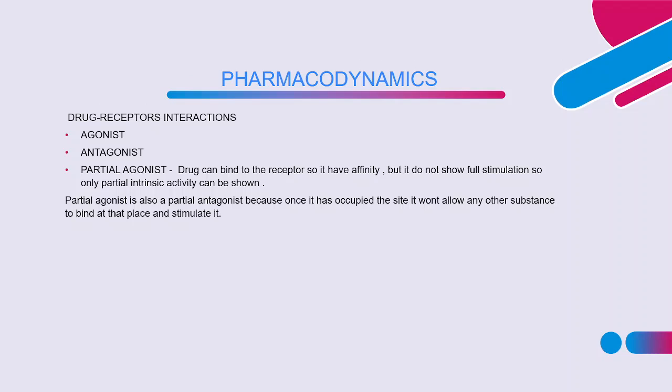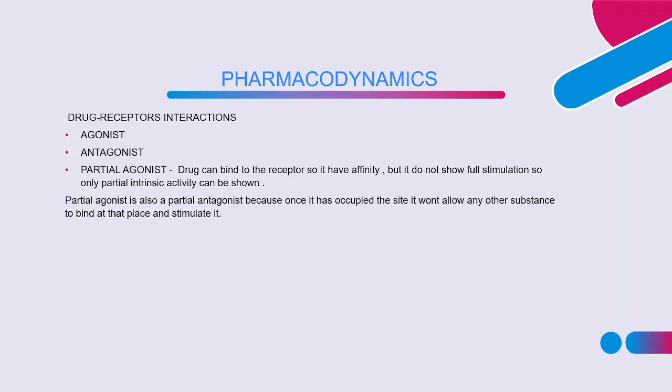So there is another point which is called partial agonist. Partial agonist and partial antagonist are the same thing. Why? Because the drug goes and binds to the receptor. That means, again, it has affinity for the receptor. That is why it goes and binds to the receptor.